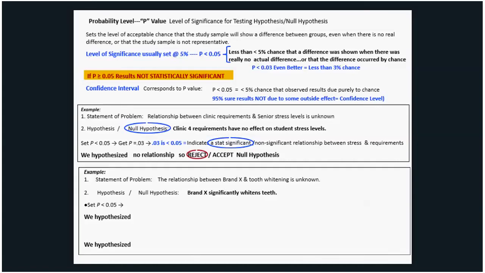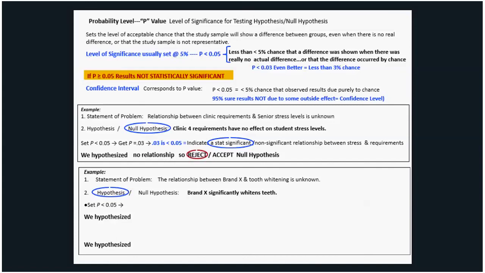So let's look at this one. Statement of the problem: the relationship between brand X and tooth whitening is unknown. And we come up and we say brand X significantly whitens teeth. So we're saying there's a relationship here, right? That brand X has an effect on whitening teeth. So are we going to say this is a hypothesis or a null hypothesis? We're going to go with a hypothesis.